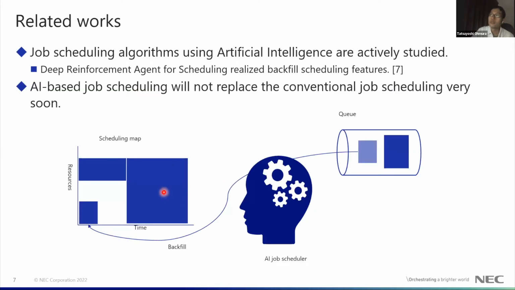Let's briefly review some related studies. Recently, many researchers have focused on AI-based job scheduling, but it will not replace conventional job scheduling very soon. So human system administrators still need to manually monitor and adjust system parameters to maximize the resource usage and throughput.